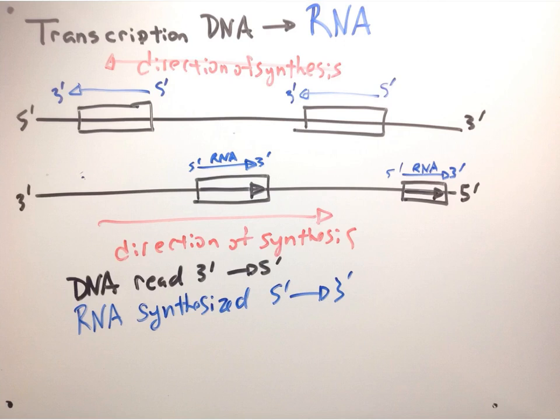On the top strand, those 2 genes are still being read 3' to 5' and still being synthesized 5' to 3', but the direction of synthesis is to the left. RNA polymerase moves to the left along the top strand. So both strands of the chromosome are used, but at a particular location, at a particular gene, only one strand is the template and the other strand is pushed out of the way or ignored, and that's the non-template strand.